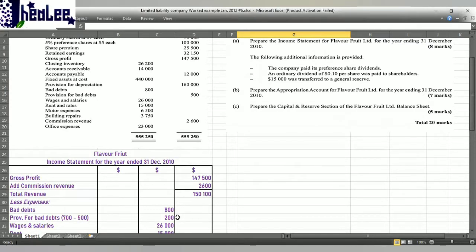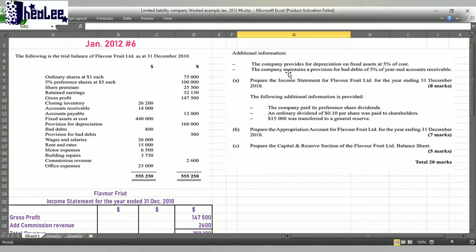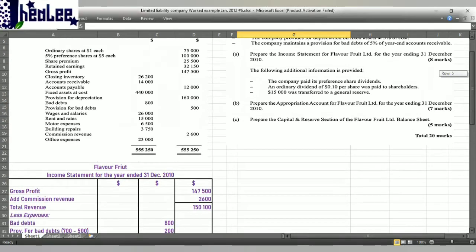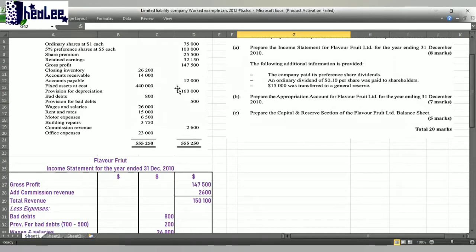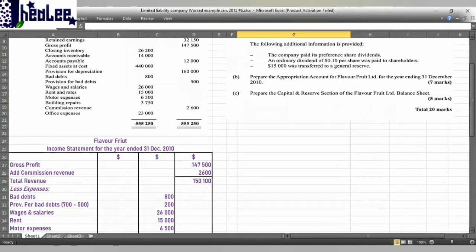I'm going to take a quick look at the provision for bad debts there, because you may be wondering why it is $200 and why it is listed under expenses. Just as a reminder, in your additional information, the company maintains a provision for bad debts of 5% of your end accounts receivable. That is 5% of your debtor, which is 14,000, and that will give you 700. Because this year's figure, which is a figure from your footnote, is greater than last year's figure, which is a figure from your trial balance, then this increase in the value of 200 is listed as an expense.